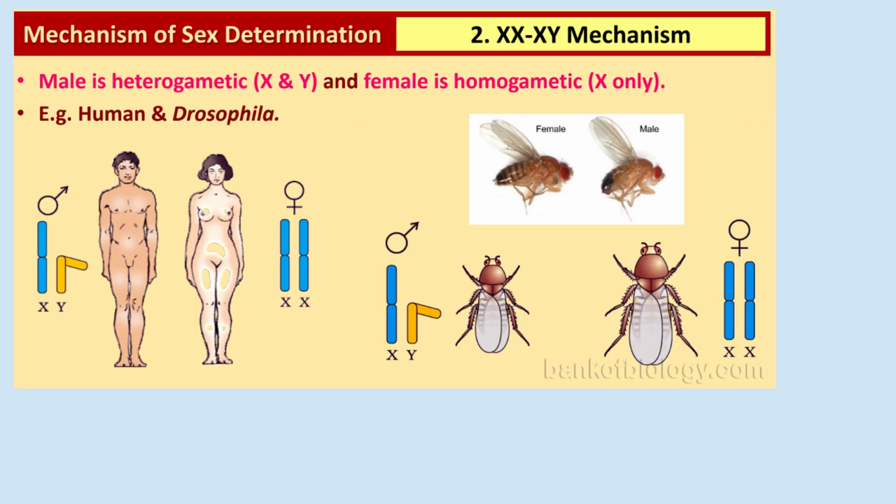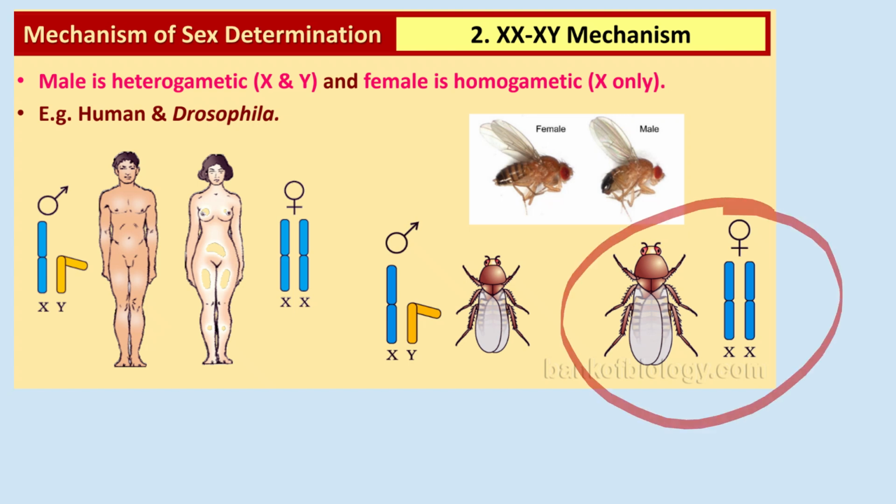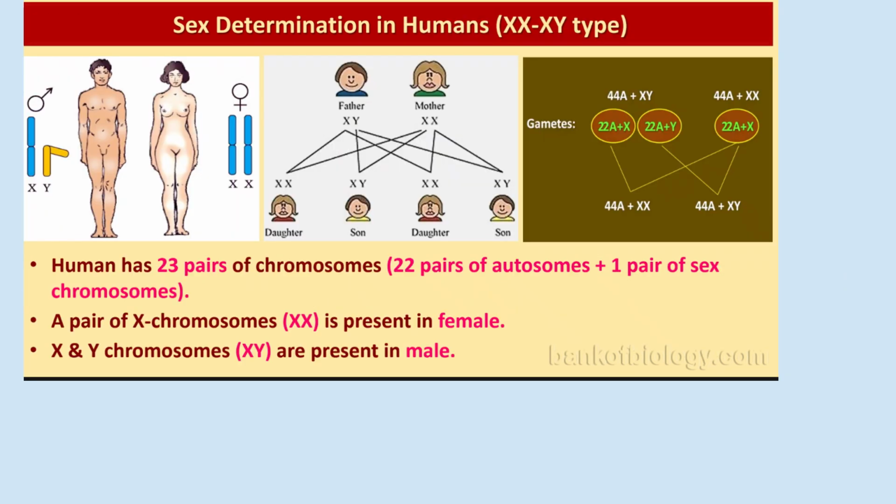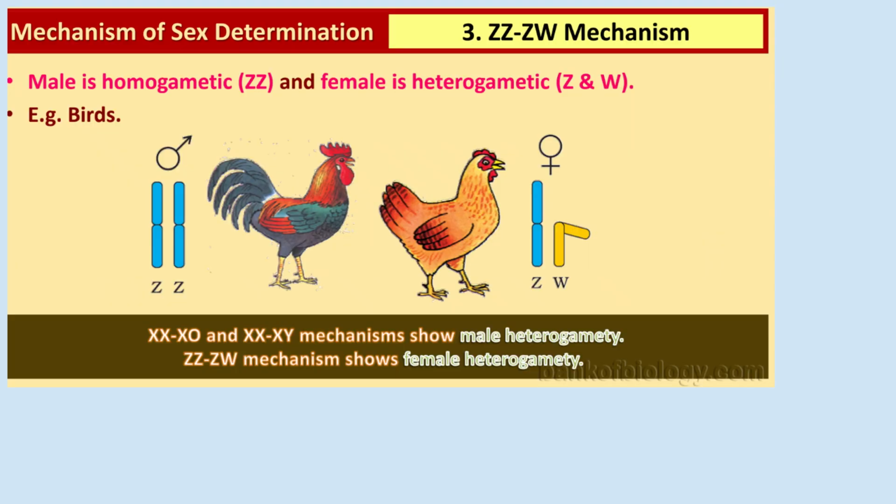Moving on to the next one. Here the XX and XO mechanism. Female will have two X chromosomes, as this condition is the same in case of Drosophila also. XX will be female and XY will be a male. And in case of humans also, we have seen the same thing, 22 autosomes plus one sex chromosome.